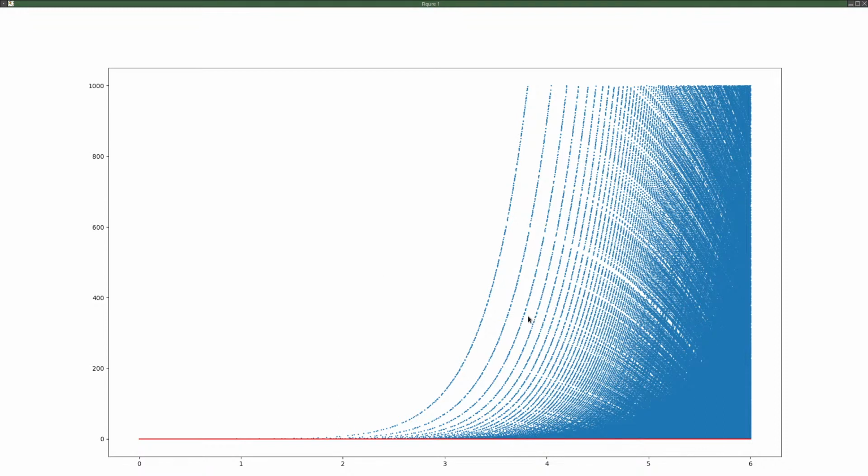I really wish I could zoom in. How accurate is this? Can I not zoom in? I want to zoom in on this square here, or this square. 4.525, and then 400 to 500.